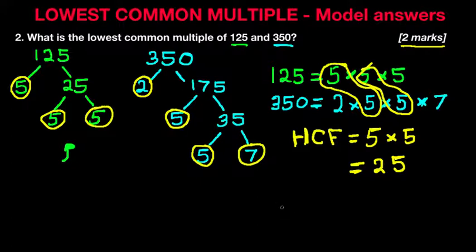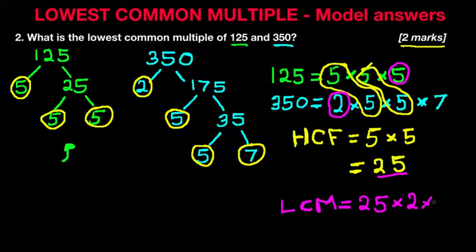And in order to work out the lowest common multiple, we take the highest common factor, which is 25, and we multiply it by all the numbers we have not used so far. So let's go back up here. It's 2 over here. We've got a 5. And we also have a 7.